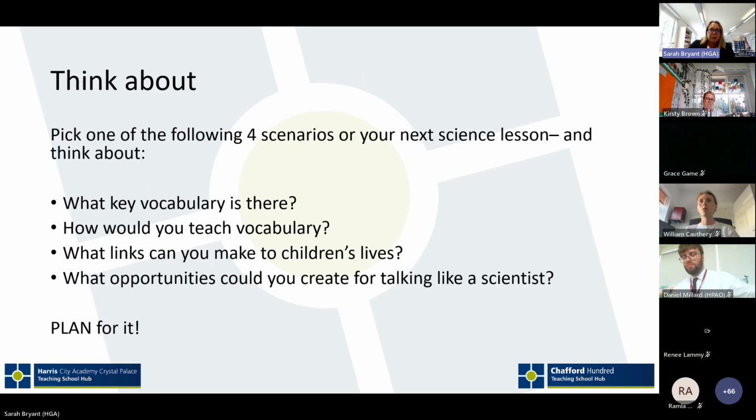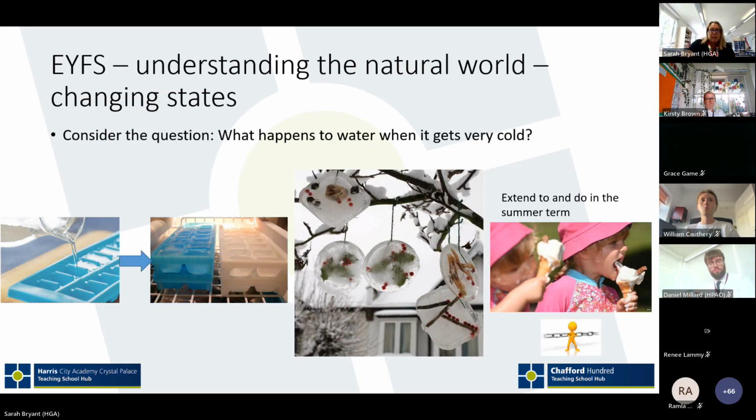So, for example, I'm going to show some scenarios. I want you to have a think of what key vocabulary you might use in that example. How would you teach the vocabulary? What links can you make to children's lives, and what opportunities could you create for talk? So remember, we're thinking ahead. So in EYFS, here's an example.